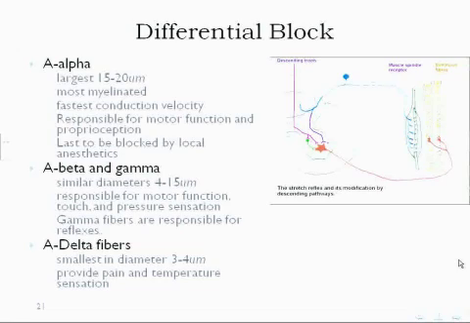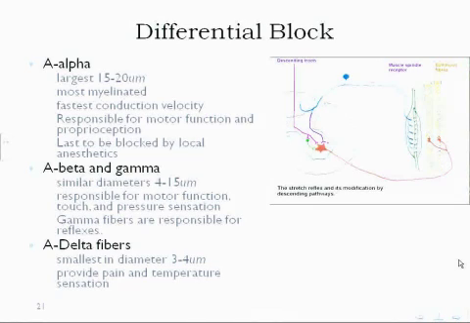So what do the A alpha fibers do? They're the largest. They're between 15 and 20 microns in diameter. They're mostly myelinated. They have the fastest conduction velocity. And they're responsible for motor function and proprioception. And they're actually the most difficult to block. When you look at your A beta and gamma, they have similar diameters, between 4 to 15 microns. They're responsible for motor function, touch, and pressure sensation. And the gamma fibers are responsible for reflexes.